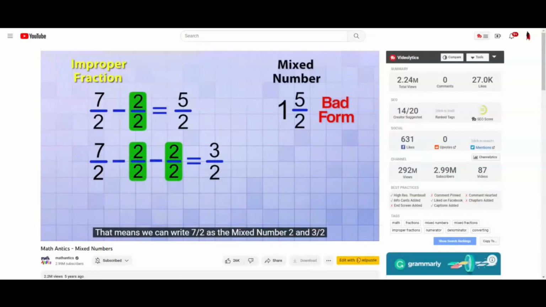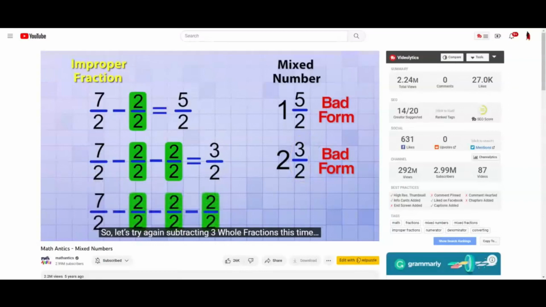That means we could write 7/2 as the mixed number 2 and 3/2, since we subtracted out 2 whole fractions and had 3/2 left over. But that's still bad form because the fraction part is still improper. We could have subtracted out another whole fraction. So let's try again, subtracting 3 whole fractions this time. 7/2 minus 2/2 minus 2/2 minus 2/2 equals 1/2.